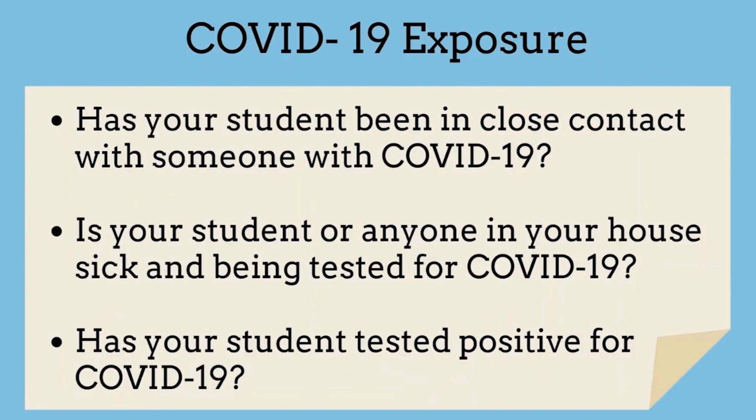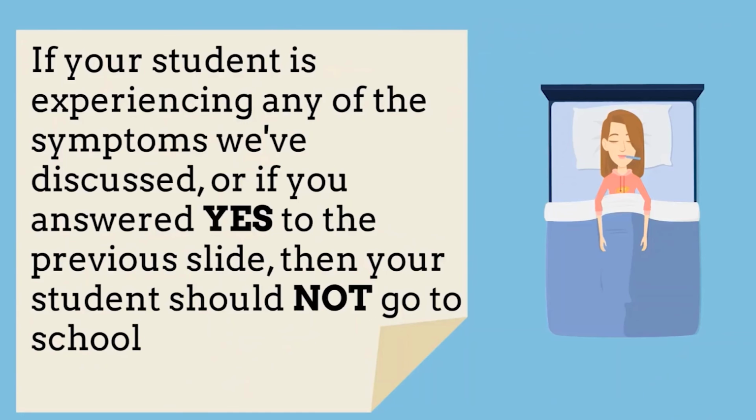In addition to looking for symptoms of illness in your student, you should consider these 3 questions. Has your student been in close contact with someone with COVID-19? Is your student or anyone in your house sick and being tested for COVID-19? Has your student tested positive for COVID-19? If your student is experiencing any of the symptoms we've discussed, or if they answered yes to the previous slide about COVID-19 exposure, then your student should not go to school.